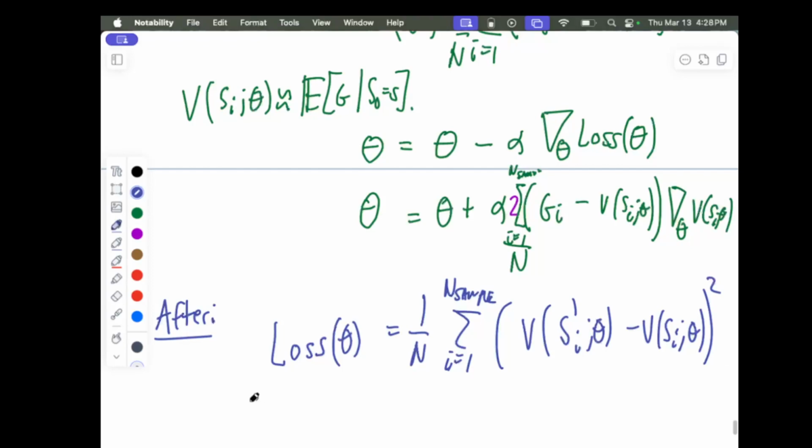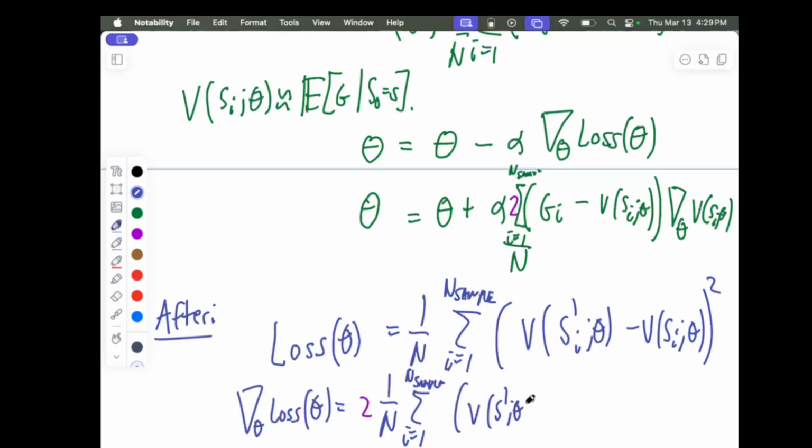And then when you do the gradient, you're going to get something a little bit weird looking. So you're going to have a 2 again from doing the derivative, you're going to have a 1 over n, you're going to have the sum. You got v of s prime theta minus v of si theta. And then now you have 2 gradients over here. You have the gradient of v of s prime minus the gradient of v of s. So when you do the derivative, because both things now depend on theta, you don't just have 1 gradient, you have 2.